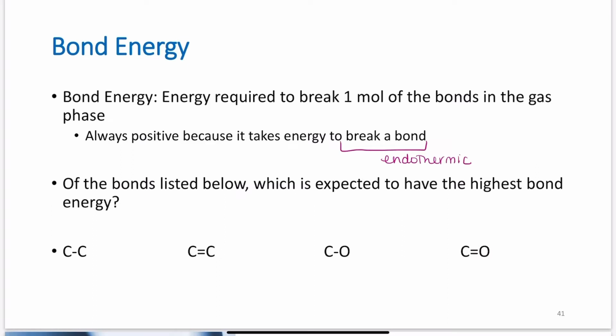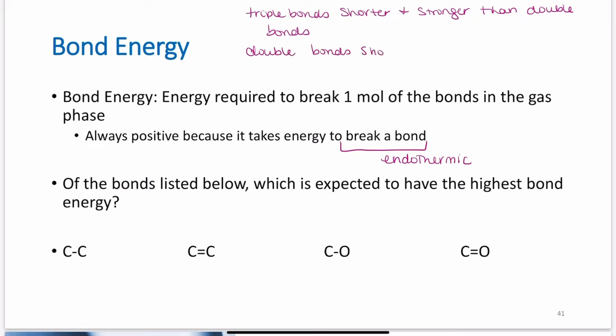So of the bonds listed below, which is expected to have the highest bond energy? We've got a C-C single bond, a C-C double bond, a C-O single bond, and a C-O double bond. First, we need to remember triple bonds are shorter and stronger than double bonds, and double bonds are shorter and stronger than single bonds.